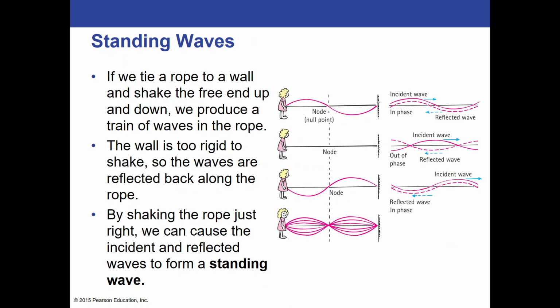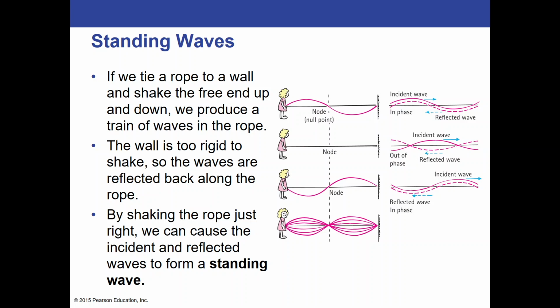Then we have something known as standing waves. If we tie a rope to a wall and shake the free end up and down, we produce a train of waves. We send a series of waves down the rope. Because the wall is rigid, the wall isn't going to move. What happens when you throw a basketball down to the ground? It bounces back up. It reflects. Whenever a wave hits a rigid object, such as a floor, it's going to reflect backward. It's going to bounce off the wall.